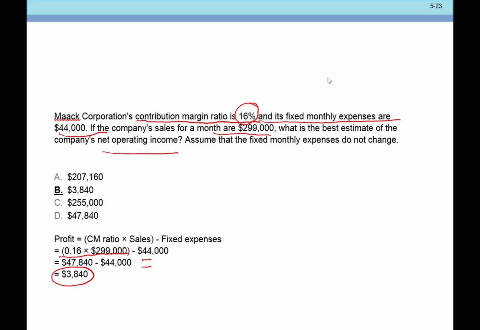Well, if we take that $299,000 and we multiply it by the contribution margin ratio, that's telling us what percent of each dollar goes towards first my fixed expenses and then my profit. So if it's 16% of each dollar, I take the $299,000 times the 0.16, that gives me $47,840 minus the fixed expenses, which means I would have an operating profit of $3,840.